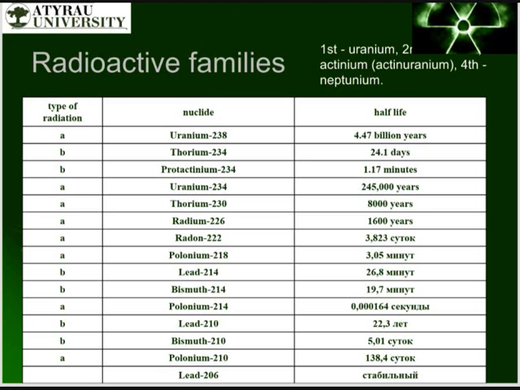Chains of radioactive decay, or radioactive series, the ancestors of which are radionuclides with significant stability and a long half-life, are called radioactive families. There are 4 radioactive families. The ancestor of the first is uranium, second thorium, third actinium, fourth neptunium. The longest-lived, uranium-238, has a half-life of almost 4.5 billion years, and polonium-214 less than a second.